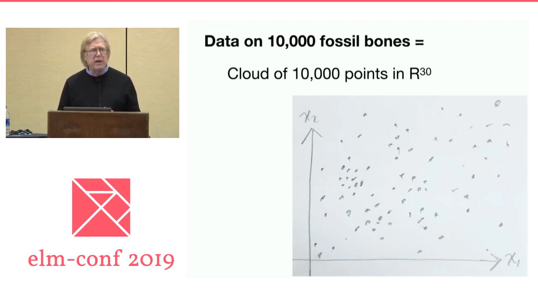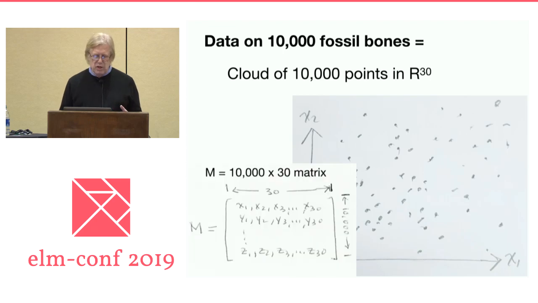And how do you make sense out of this cloud? Or put in different terms, what does the data look like? It's a 10,000 by 30 matrix. It's 10,000 rows, 30 columns. How can you make sense of this? How can you say, oh, this point that has these components is a hummingbird hip? Or this point is a dinosaur nose bone? Well, that's what we're going to figure out in a second here.